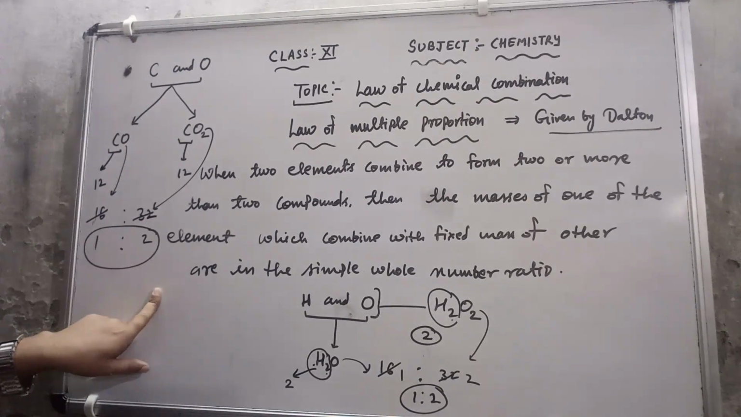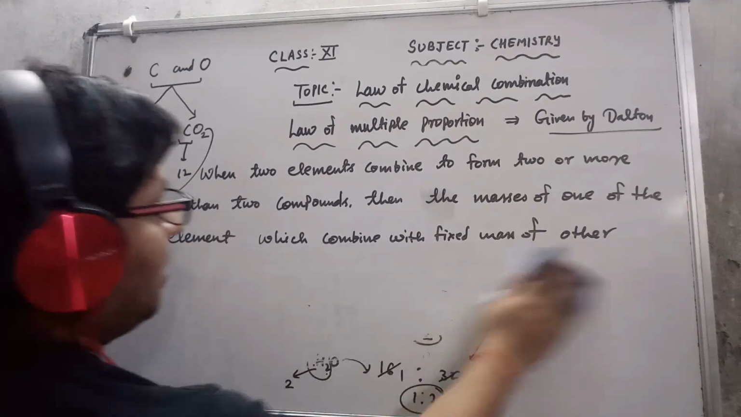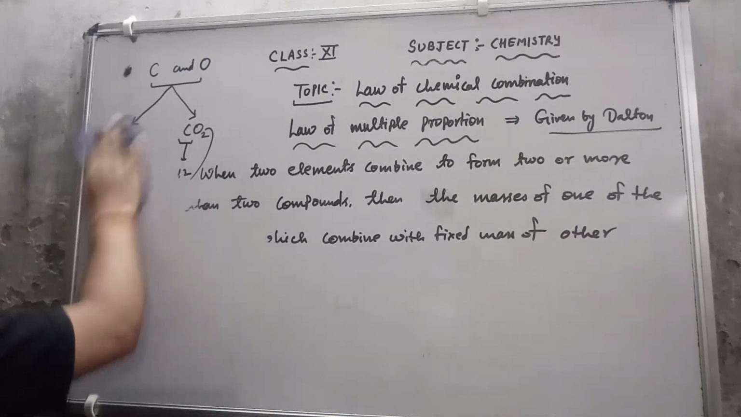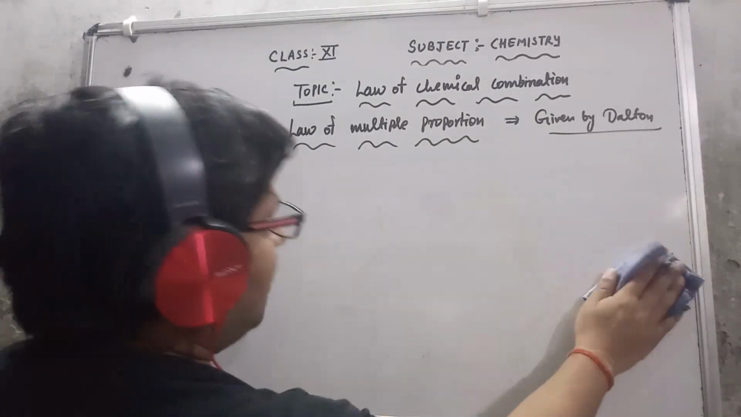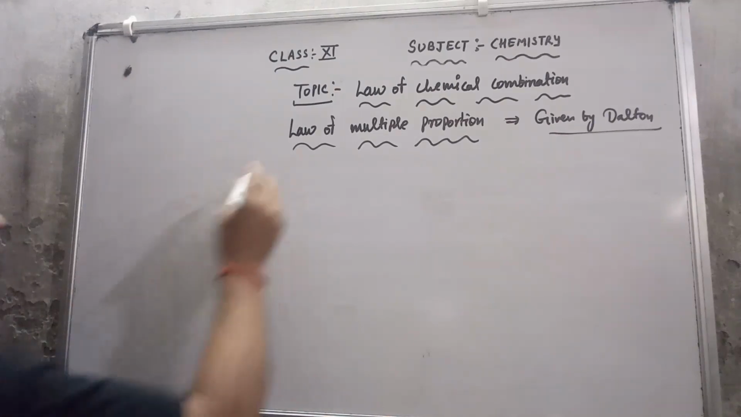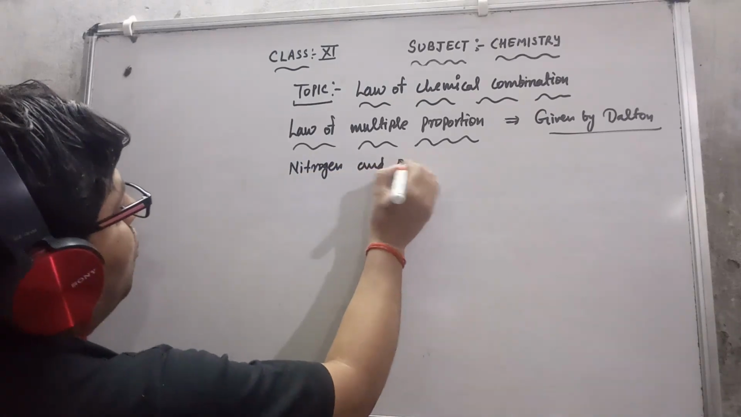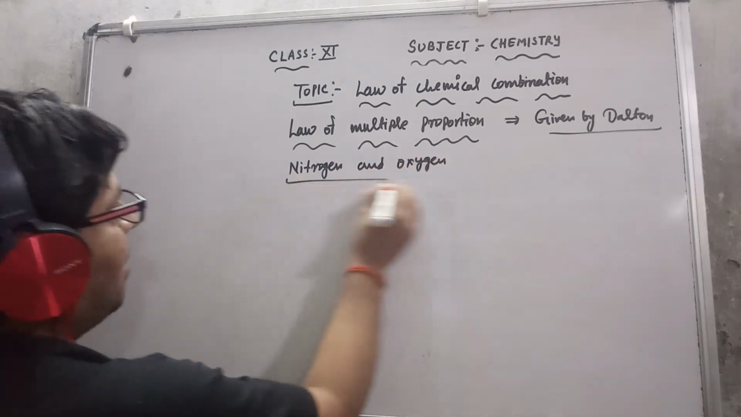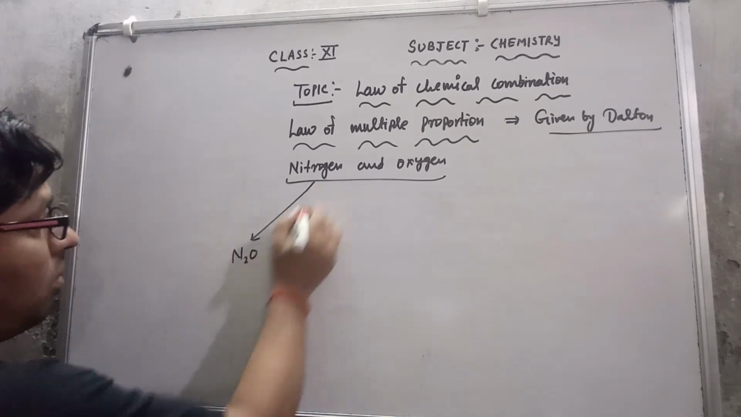Now I am going with the other example. I am taking here nitrogen and oxygen. When nitrogen and oxygen are combined, what happens? I have one element nitrogen and the other oxygen. When they are combined, one compound we get here is N2O.